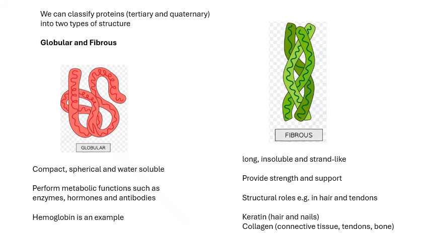But then we've got fibrous ones as well. They are long, they are insoluble, strand-like, and they tend to provide strength and support in structural roles, keeping the structure of things like hair and tendons. A couple of examples: keratin is in your hair and in your nails, and collagen is in connective tissue like tendons and bone. So you have globular and fibrous, 2 examples of the tertiary or quaternary structure proteins.